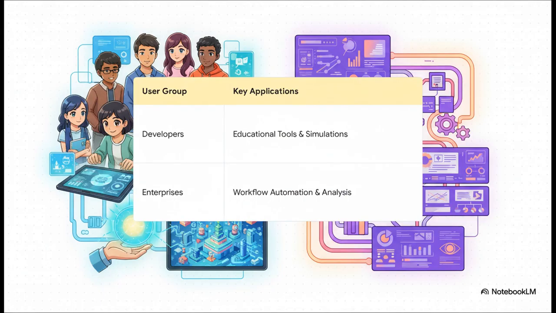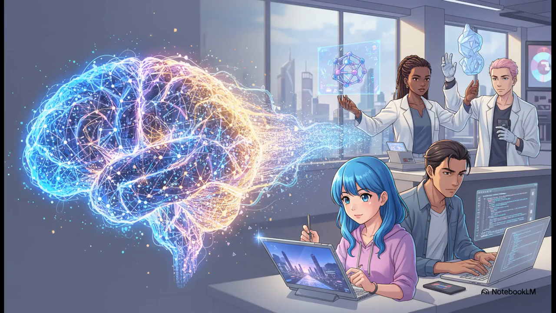And look, this isn't just some theory, it's happening right now. Developers are already using these features to build amazing educational tools and generate complex simulations. And on the business side, enterprises are using it to automate their internal workflows and perform really sophisticated analysis on all kinds of different data. So I think the big takeaway here is that Gemini 3.0 isn't just some abstractly powerful tool for researchers. It's a truly practical engine for creation and for problem solving that any of us can start using right now.